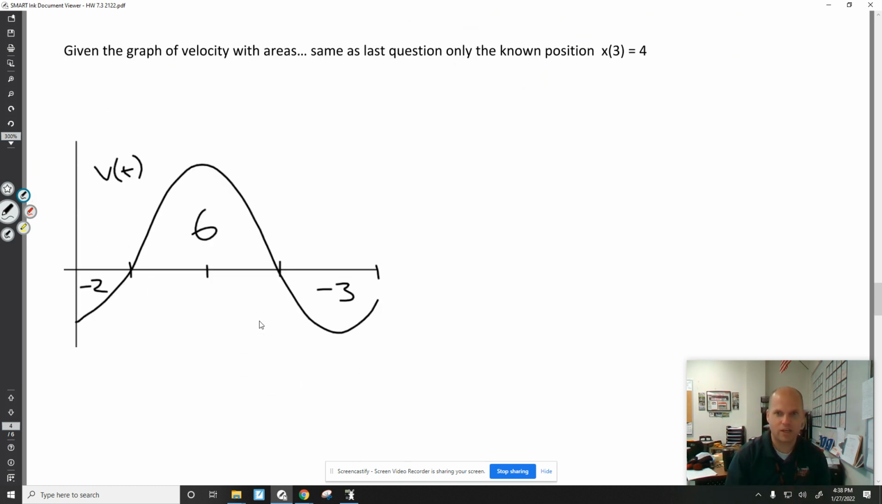Same question, only I know x of 3 is 4. Okay, well, again, and I'm doing these first because this is so important, because it'll help us when we do the previous ones. Let's look at v signs. This is x prime signs. This is f prime signs, right? This is x prime, f prime. Cool. They are negative until 1. They are positive from 1 to 3. They are negative at the end until 4.